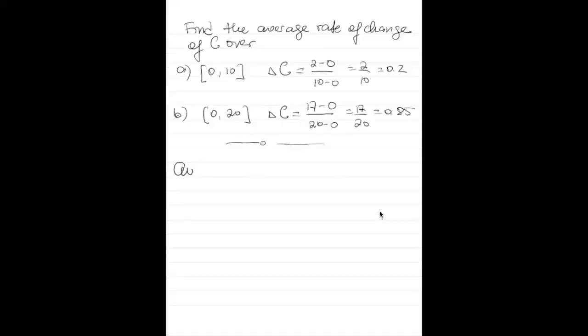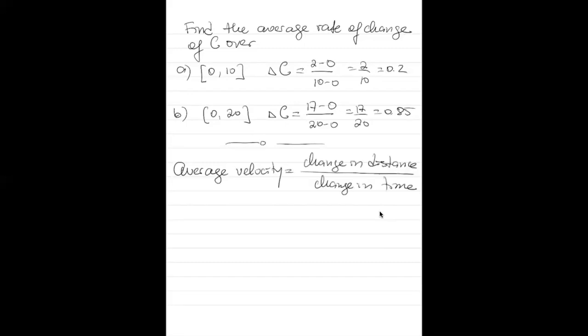Another application for average rate of change is the average velocity. We know the average velocity is equal to change in distance over change in time. This is the familiar formula that rate is equal to distance over time, but we talk about a change in distance and a change in time.